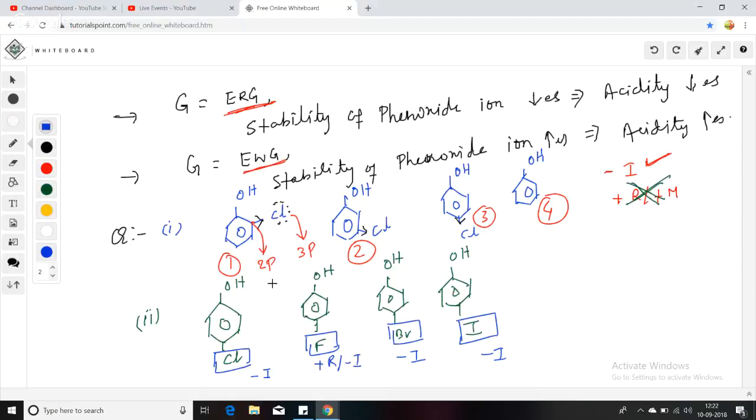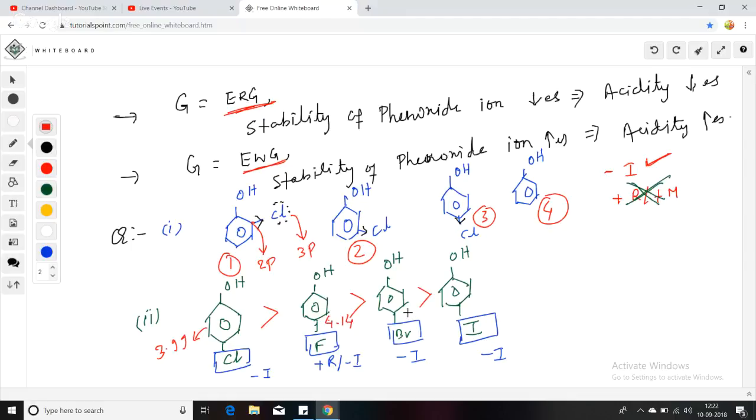So for the overall order, if you consider plus R and minus I here, we have two effects over here. When two effects are possible, this kind of question is based on the experimental value. Okay, if we talk about the pKa value of this compound, it is 3.99. Okay, this value you should not memorize.